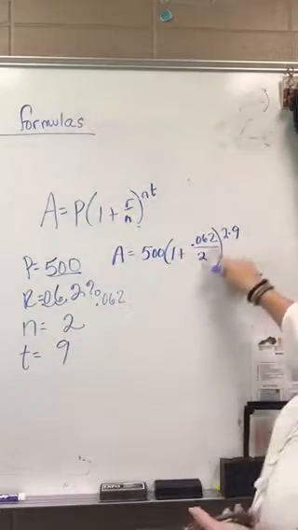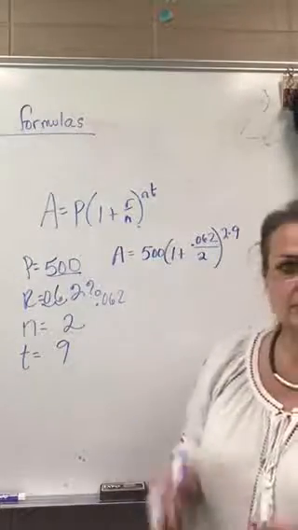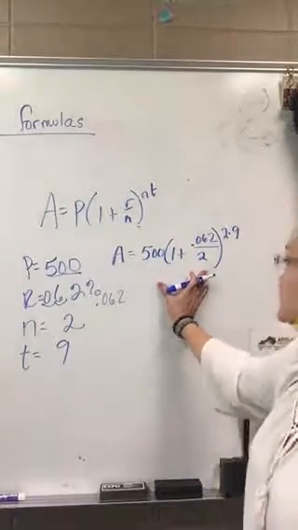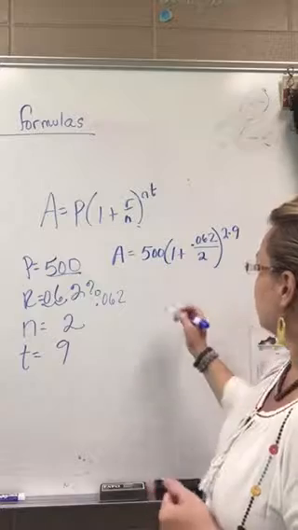N is 2. We use it in both of these places according to the formula. And T is 9. So those are your inputs. And then the rest is really getting your calculator to do this. So again, you can pause if you need to and try that.